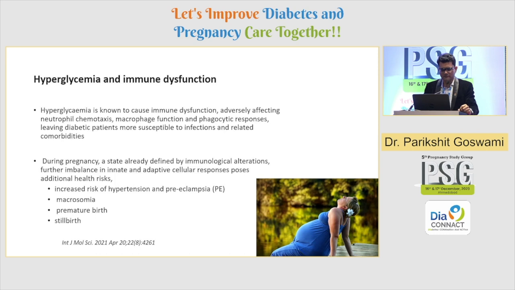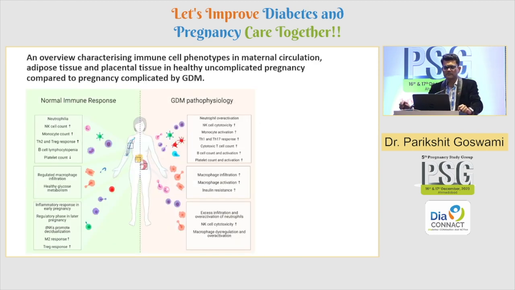Hyperglycemia and immune dysfunctions. This is an overview of immune cell phenotype in maternal circulation, adipose tissue and the placental tissue. These are the three areas where this immune dysregulation happens. Normally, in every pregnancy, there is a normal immune response. As I alluded earlier, it's a low-grade inflammation. That's because the sperm is not from the mother, not from the woman. So the sperm is the antigen here, and that sets off the inflammatory cascade.